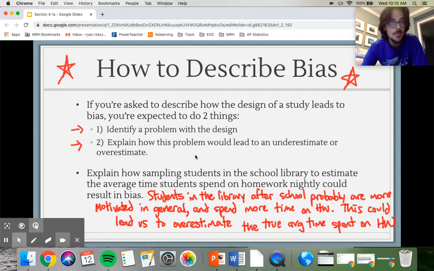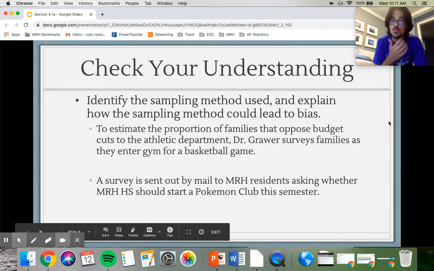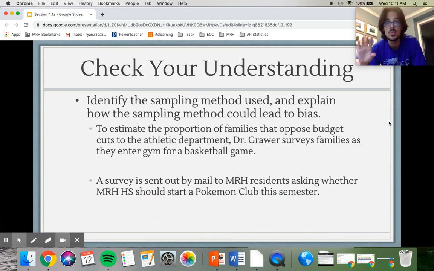So let's wrap up this lesson by talking about two more examples right here. I want to just briefly discuss these and then I'll throw up the answers so you can see what would get full credit. First of all, in terms of vocabulary, let's identify what each of these is. Dr. Grauer wants to know what proportion of families oppose budget cuts to the athletic department. Who thinks we should cut our athletic budget? And then he walks into the gym, basketball game going on, and he ends up asking those people what they think. Okay, that is a convenience sample.